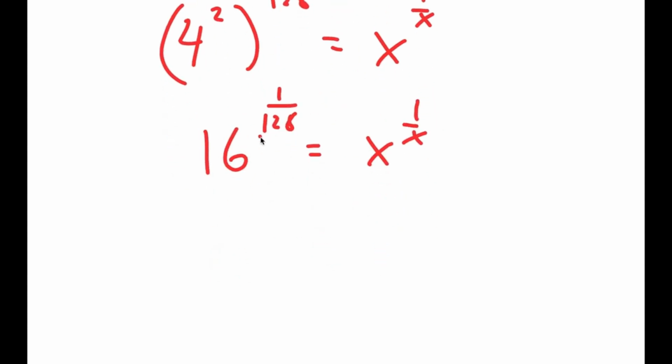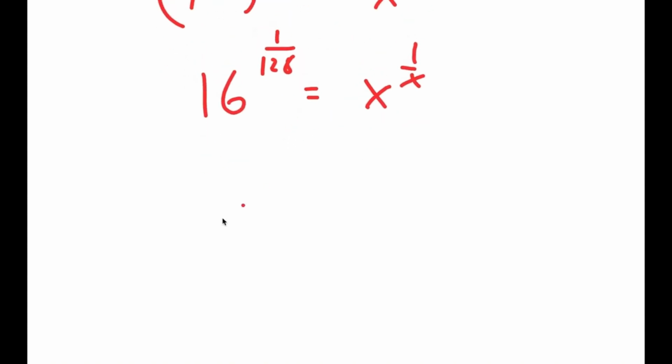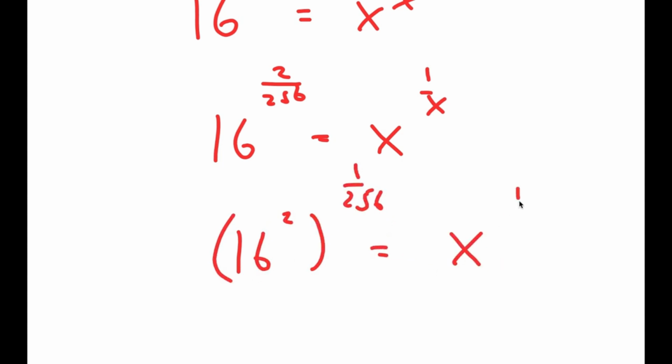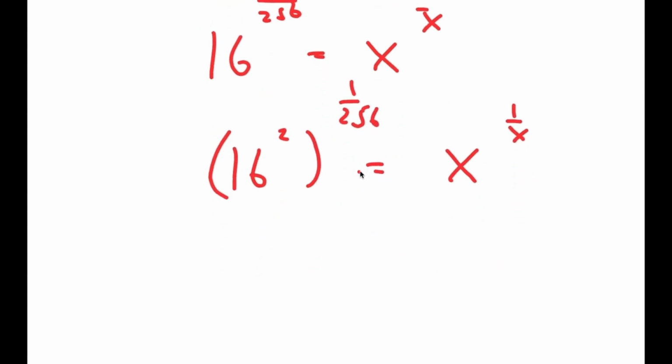They still aren't the same, so I'm going to repeat it once again. So I get 16 to the power of 2 over 256 is equal to x to the power of 1 over x. Now this is the same thing as 16 squared to the power of 1 over 256 is equal to x to the power of 1 over x. And now 16 squared is equal to 256. So I get 256 to the power of 1 over 256 is equal to x to the power of 1 over x.